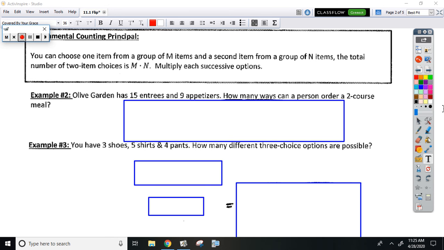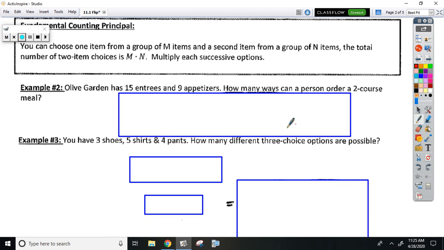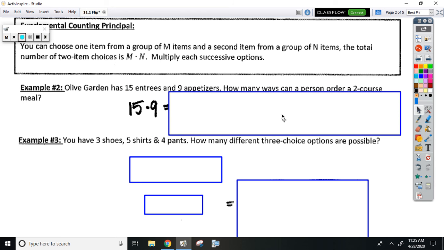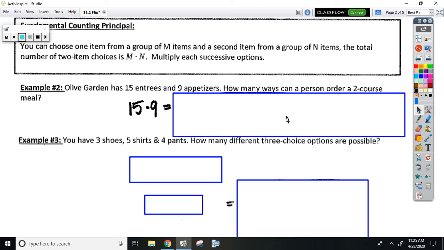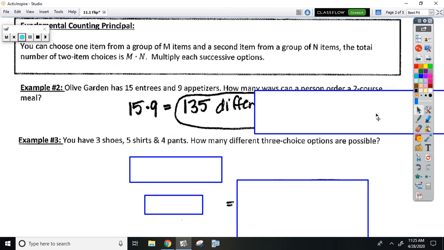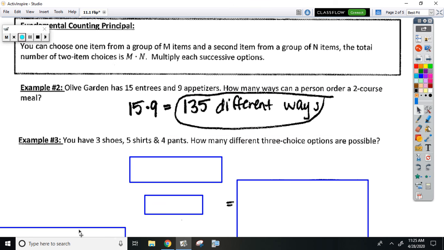Example 2, Olive Garden has 15 entrees and 9 appetizers. How many ways can a person order a 2-course meal? We'll take the number of options of entrees, which is 15, times the number of options for appetizers, which is 9. Multiply them together. 135 different ways.